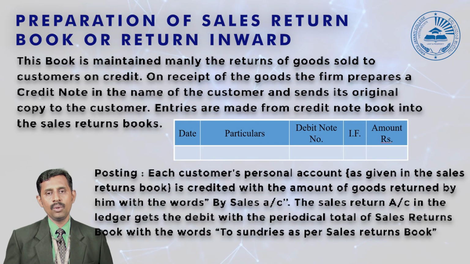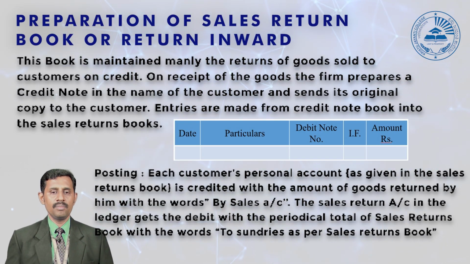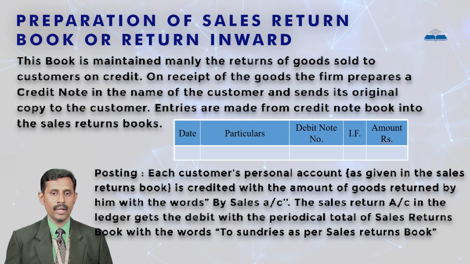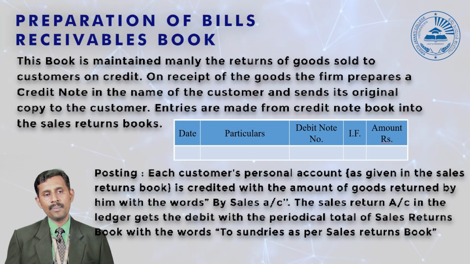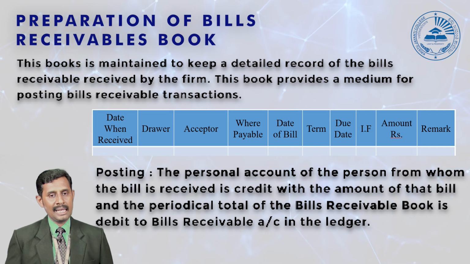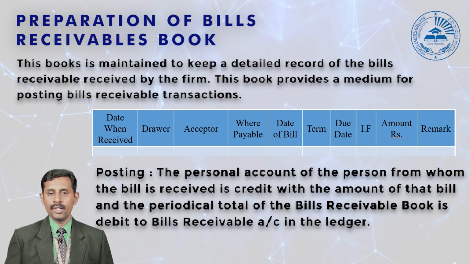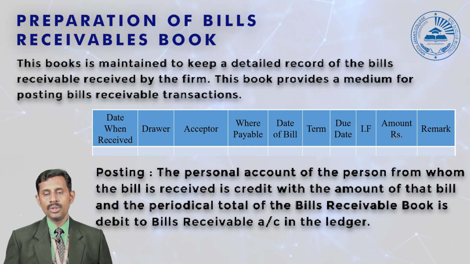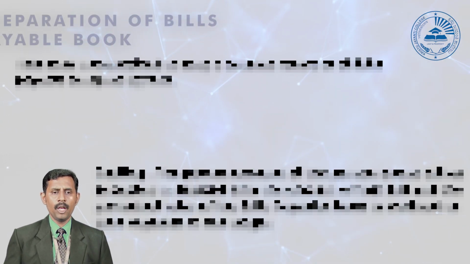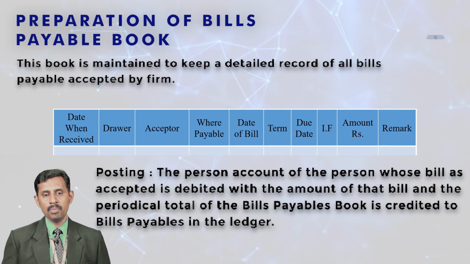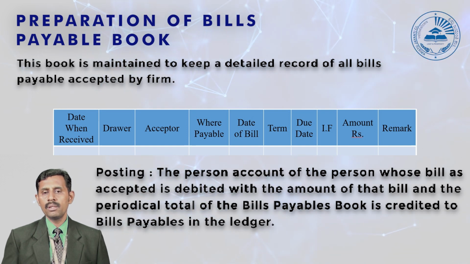Then sales return book or return inward. Here also the same thing; over there we used the debit note, here we are using the credit note. Then how can we prepare books for bills receivable? Date when it is received, drawer, acceptor, where payable, date of bill, term, due date, folio number, amount, remarks. Then bills payable, almost the same thing: date of acceptance, to whom it is given, payee, where payable, date of bill, term, due date, ledger folio, amount, remarks.